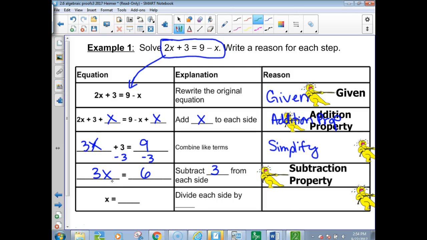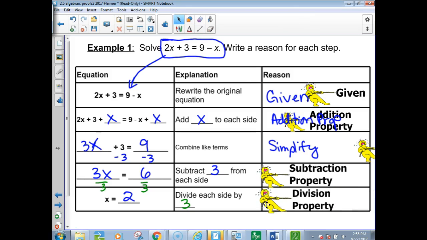The next step, we would in our heads go, okay, well, we've got to divide by 3 on each side. And then we would write the solution of 2. And that would be because we divided. So the reason that we got to this step is the division property. So that would be your last reason.